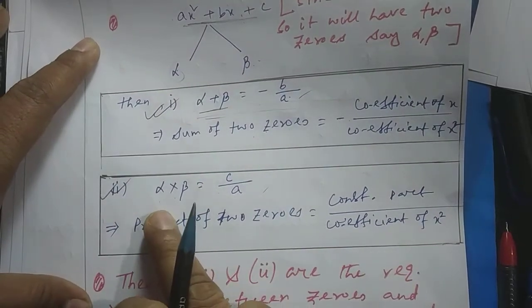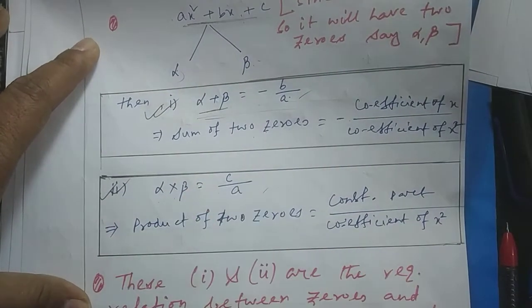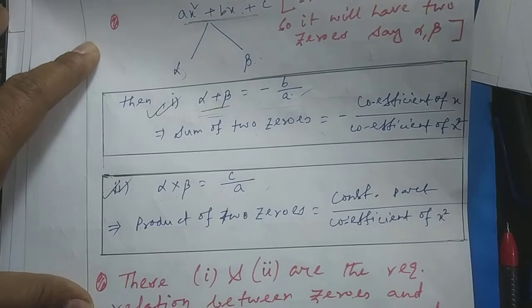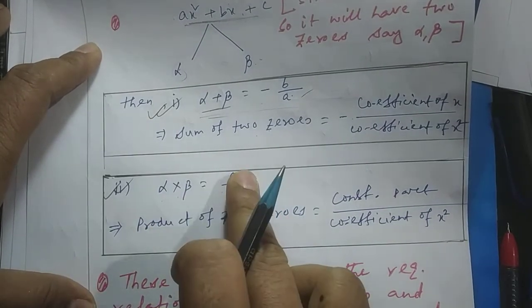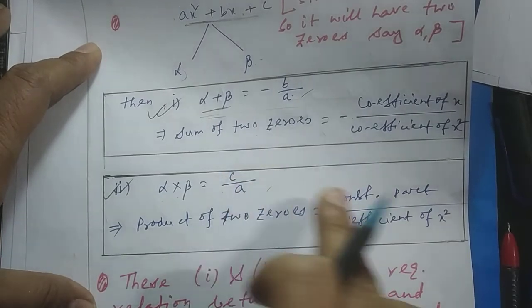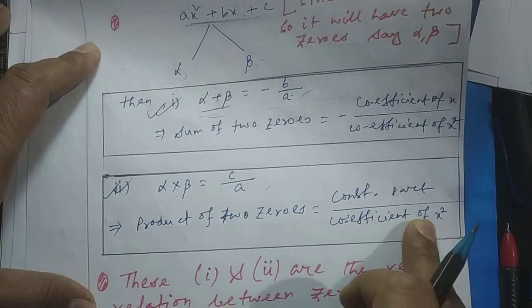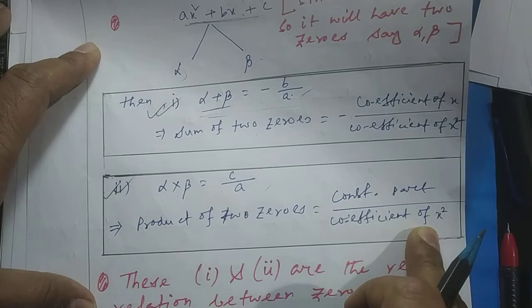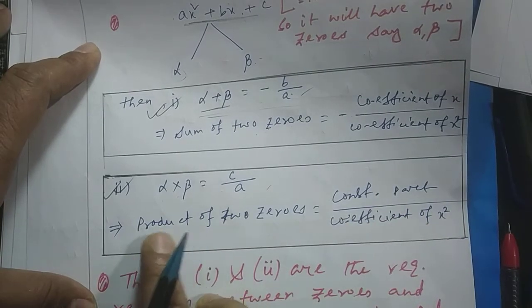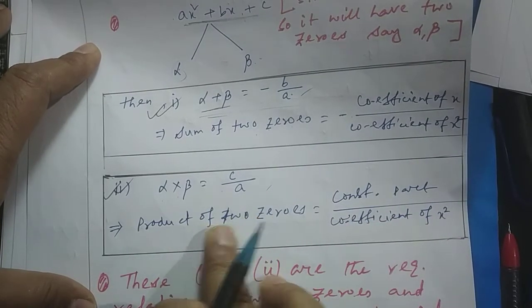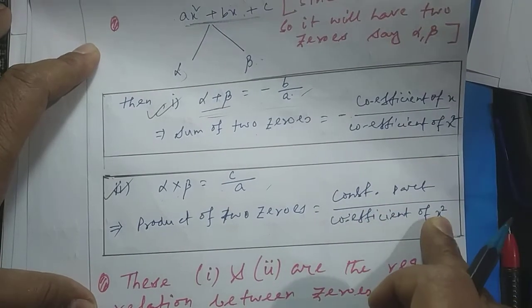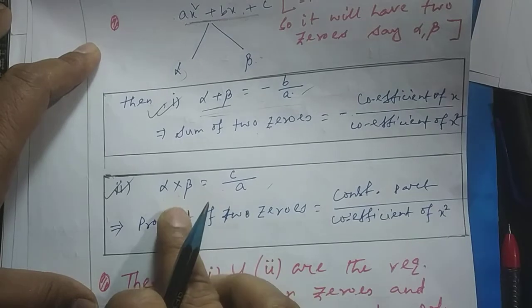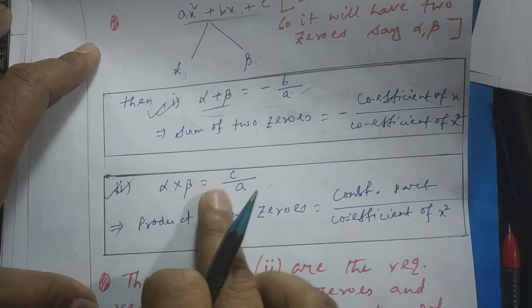The other one is alpha into beta equal to c by a. Alpha into beta means the product of two zeros will be equal to c by a, where c is the constant part and a is the coefficient of x square. So if you want, you can remember it as the product of two zeros equals constant part by coefficient of x square. Also if you want, you can say alpha into beta equal to c by a.